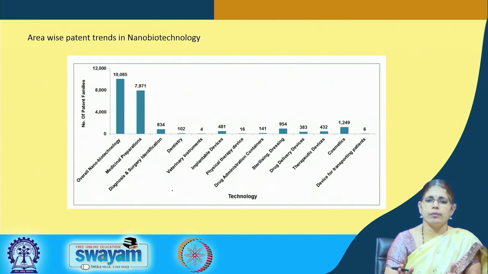So, once you identify the data set, organization of the data becomes important, because we are looking at an area which is really large. So, you will have a whole set of patents available. So, how do you actually go about the area wise classification?